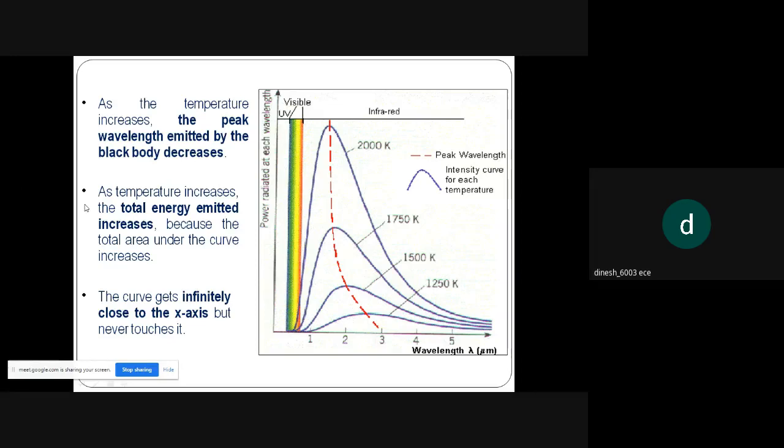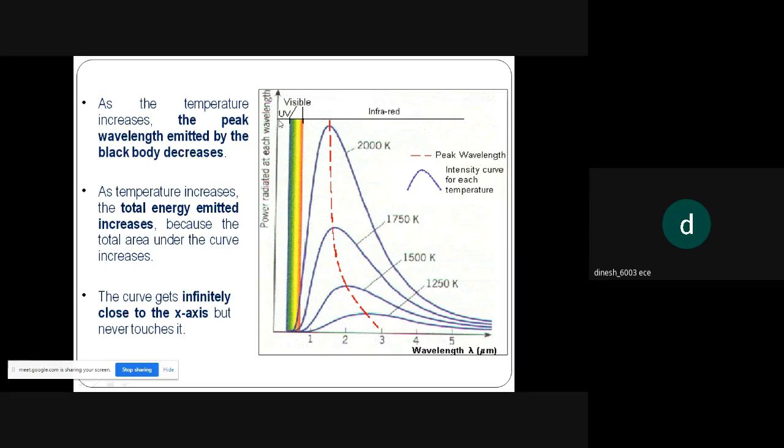Okay. As temperature increases, the total energy emitted increases because the total area under the curve increases. So the curve gets infinitely close to the x-axis but never touches it. Okay, it will go to infinity. So this is the peak wavelength measured in dotted red. The violet indicates the intensity curve for each temperature measurement for different power radiated at each wavelength. Okay, in the infrared region.